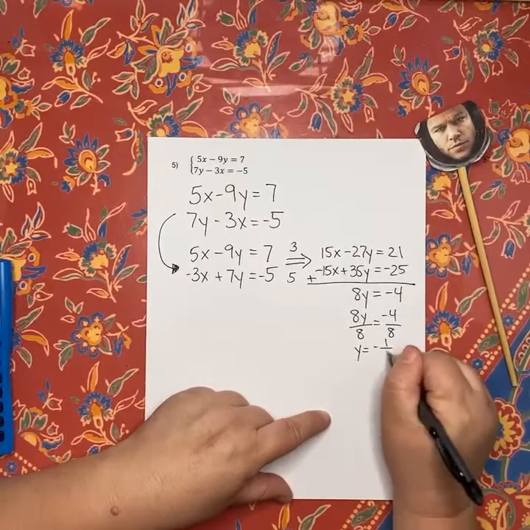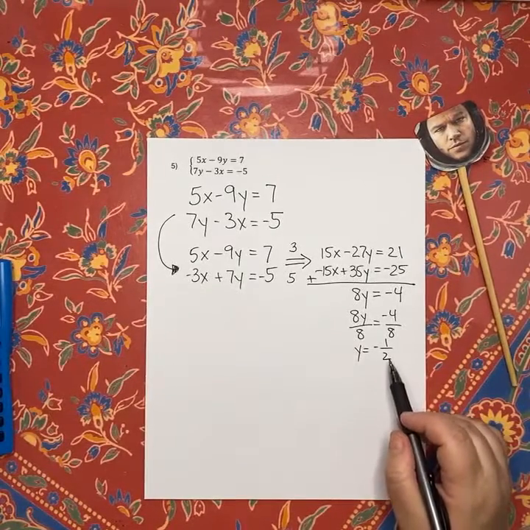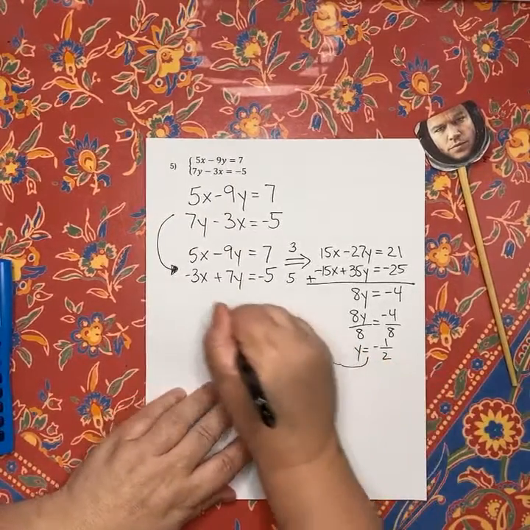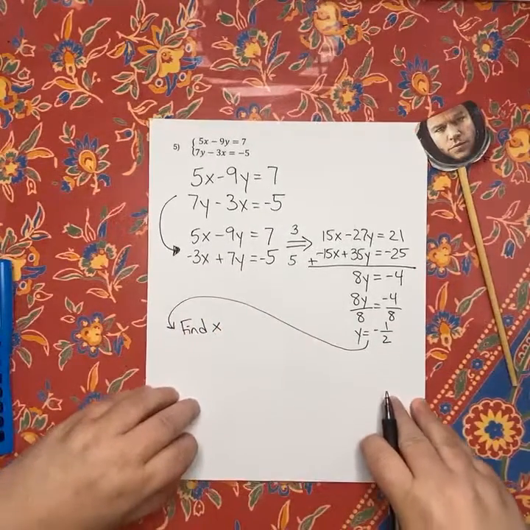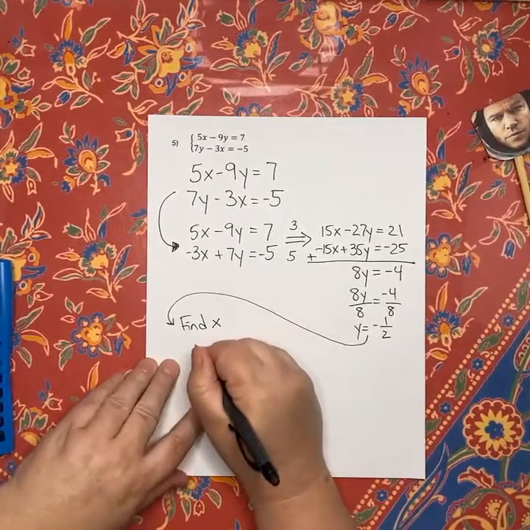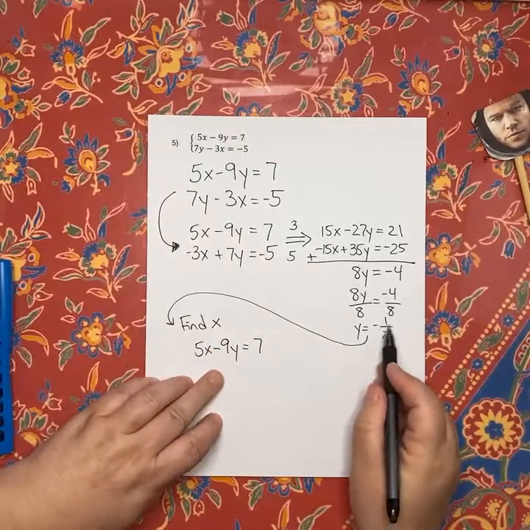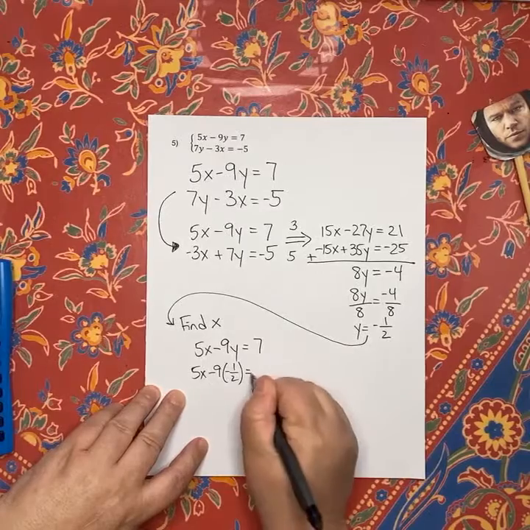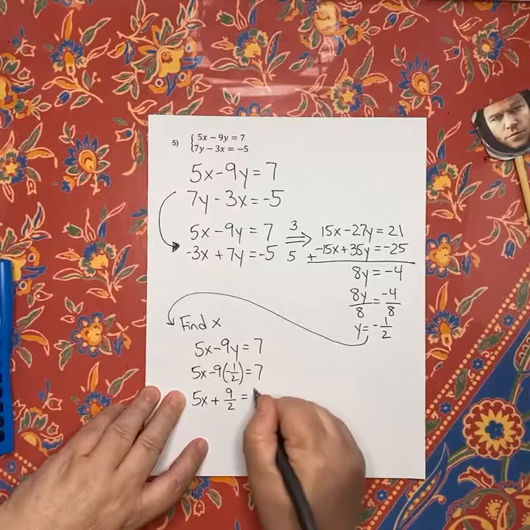y equals negative 1/2. Not really woohoo. Anytime we bring in fractions, it's like, oh, we got fractions. But we got an answer. So I'm going to come around over here. Let's find x. Okay, so I've got y equals negative 1/2. I'm going to just use the first equation. I'm going to plug in y equals negative 1/2. 5x minus 9 times negative 1/2 equals 7. So 5x plus 9/2 equals 7.